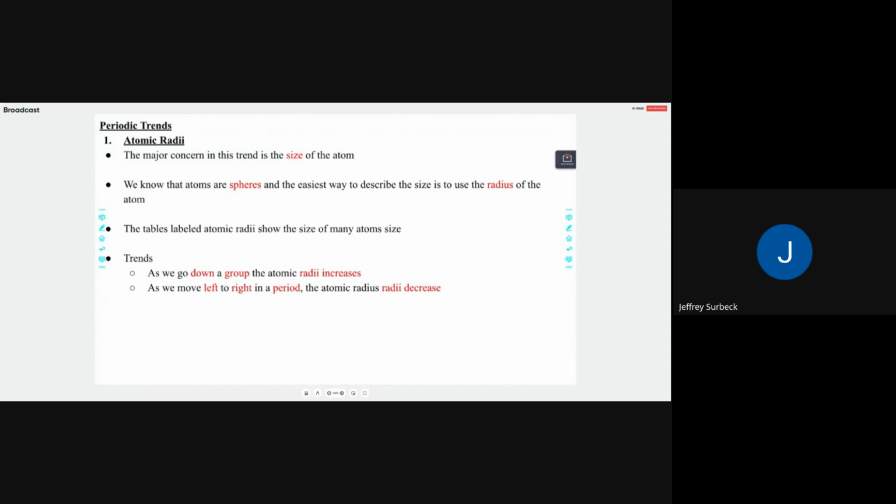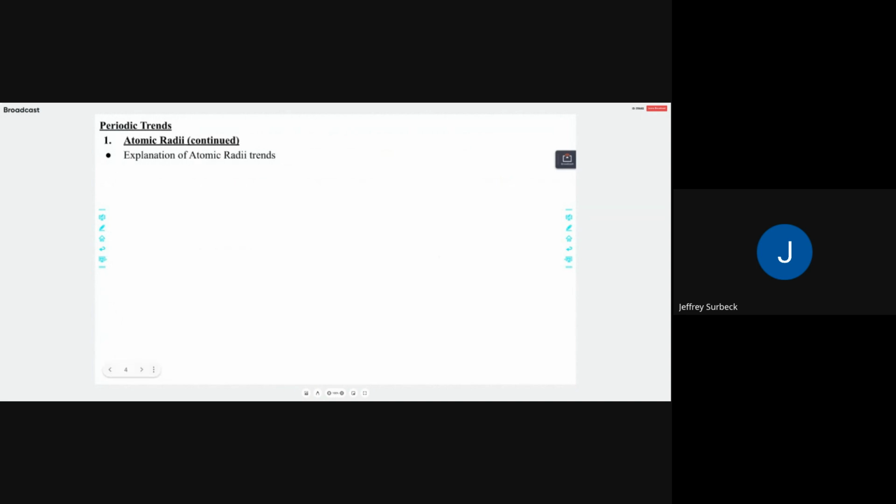All right, here we go. Trends. All right, you need to know these trends, and you need to know the general definition here of what the atomic radii is. Okay, as we go down in one single group, that's the up and down column, the radius increases. As we move from left to right in one single period, the radius decreases. Okay, again, you need to know that, but we also need to have some understanding of why this is occurring. Okay, so let's take this one trend at a time. Okay, let's start with moving down a group.